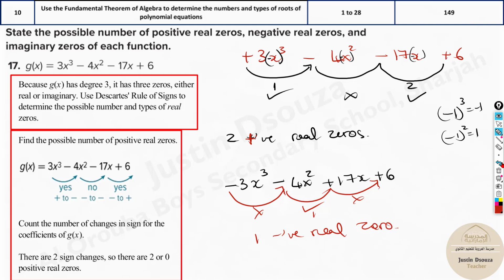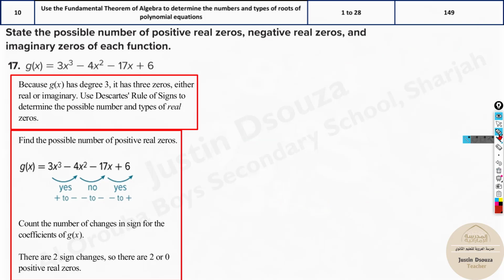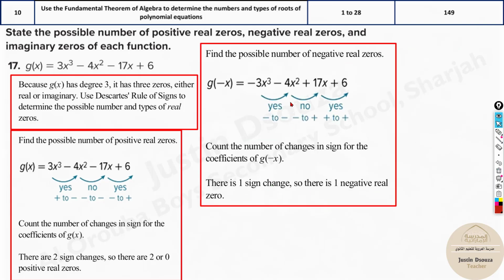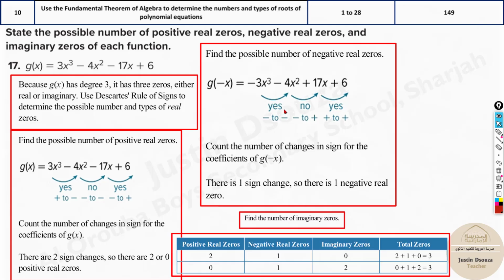And now we have to make a table. I'll just show you the table. Wait a minute. Now here this is wrong. See, you just have one sign change. Okay, this is no, this is yes, this is no again. This was an error, I apologize for that. You can see it's only one sign change. There's only one negative real zero.